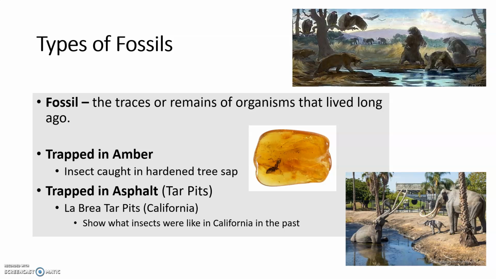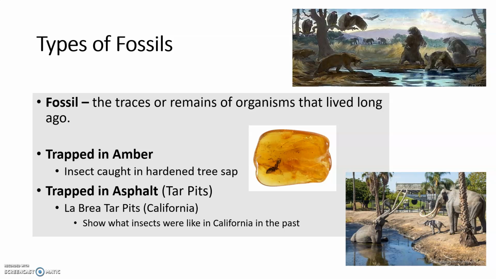They can be trapped in amber, such as seen in this picture right here. Often this is remembered as a scene from Jurassic Park with the yellowish orange material. Basically what happens, the insect gets caught in hardened tree sap and then over time it crystallizes.